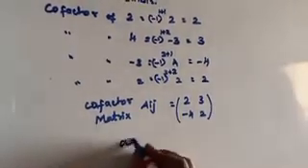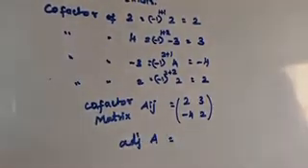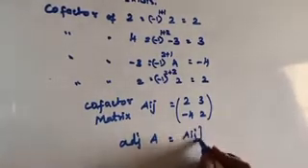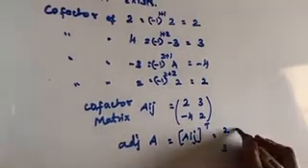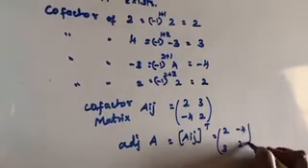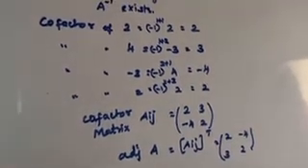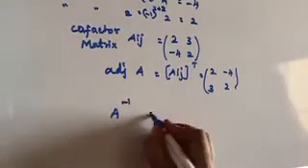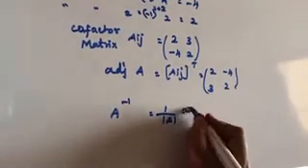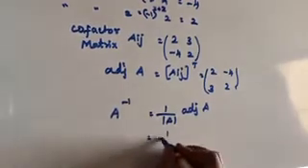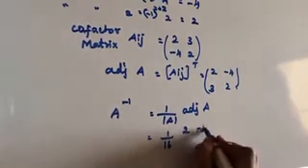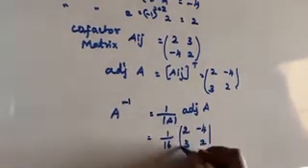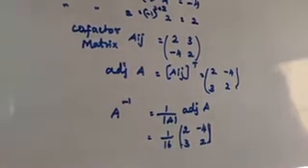With these cofactors, I will write the matrix. So, adjoint. What is adjoint? Adjoint A is the transpose of the cofactor matrix. So you have to transpose it: 2, minus 4, 3, 2. This is the adjoint. Now, shall we calculate the inverse? A inverse is equal to 1 divided by determinant A, into adjoint A. So 1 divided by determinant A, which is 16, times adjoint A, which is 2, minus 4, 3, 2. This is the inverse of the matrix A.